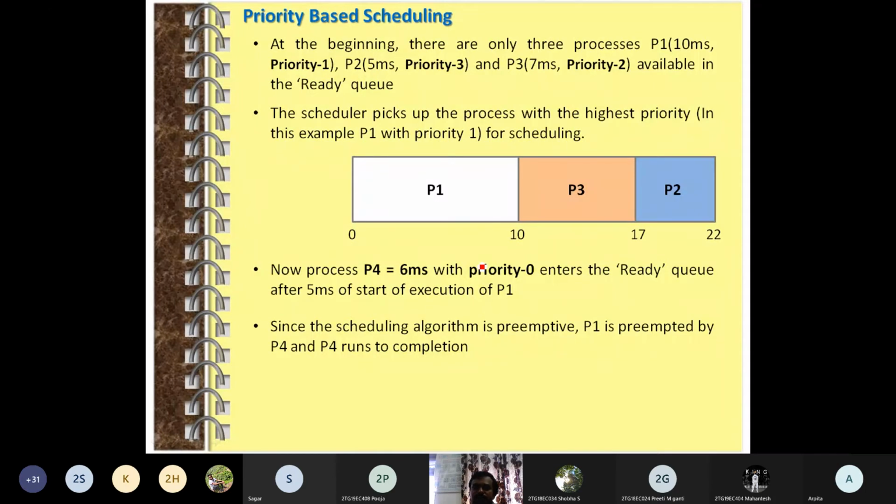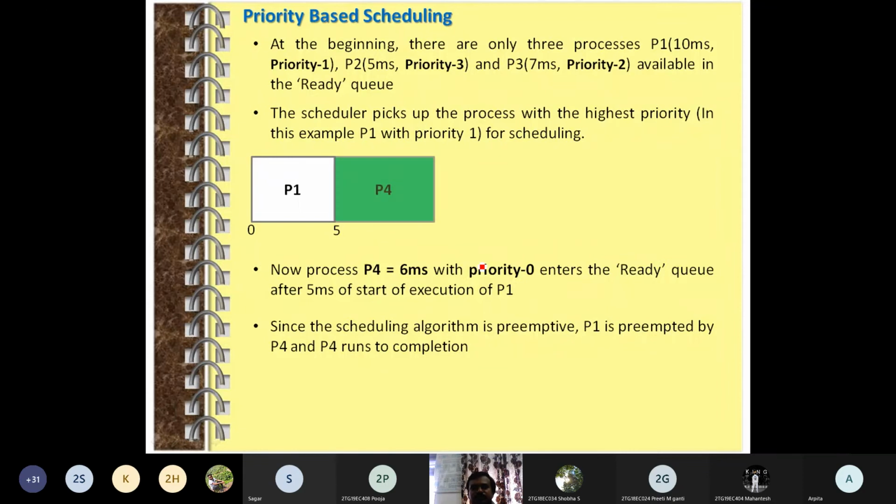Then P4 runs to completion. You can observe here that P1 started executing at the beginning, and the new process arrived at the 5th millisecond, so P1 is preempted. It is stopped temporarily, but P1 needs 10 milliseconds to complete its task. So what about the remaining time? It is kept in the queue once again, and that queue is executed based on priorities for any new arrival of a process.